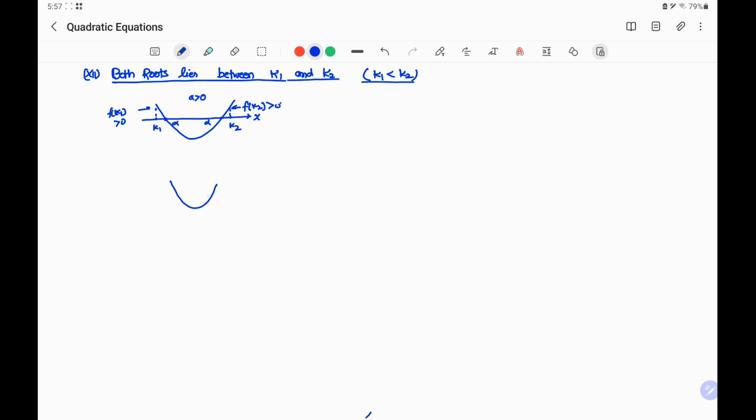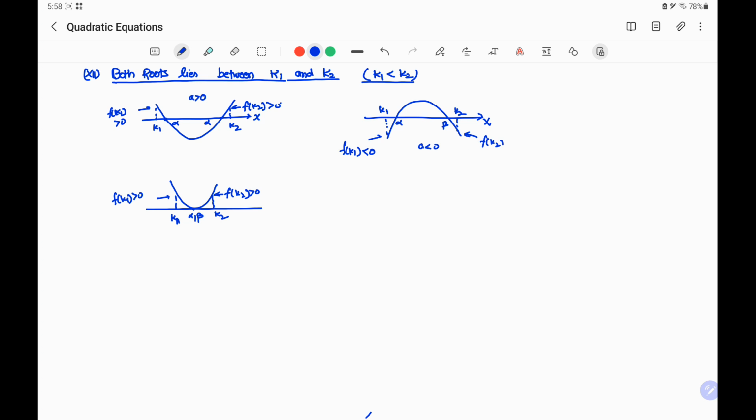If the graph touches the x-axis, then it is the equal roots alpha beta, and k2 and k1 are on either side of the roots. k1 is less than k2, and the value of the function at k1 is f(k1), and here it is greater than 0, while f(k2) is also greater than 0. For a downward opening graph, we can also draw this, cutting the x-axis at alpha and beta, a less than 0. There are the two points, k1 on the left hand side and k2 on the right hand side. At k1, the function value is f(k1), and from the graph we can see it is less than 0, that is negative. Similarly, f(k2) is also negative.